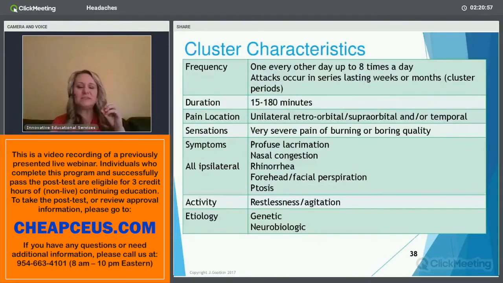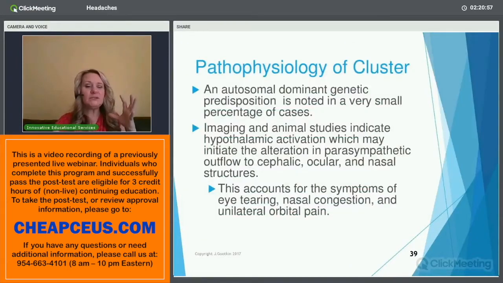It causes them to be very restless and agitated. And what they think is happening with these individuals, with all of these kind of autonomic type of symptoms, is that it is a genetic predisposition, and the hypothalamus seems to be playing a role because it's not giving appropriate output to the trigeminal nerve. The trigeminal nerve has very specific branches that go to the head, the eye, and the nasal structures, and that's why we're seeing these kind of central, almost sinus type infection symptoms for the patient, but it's because of that alteration, they think, in the parasympathetic flow that is triggering these symptoms along with the pain for the patient.